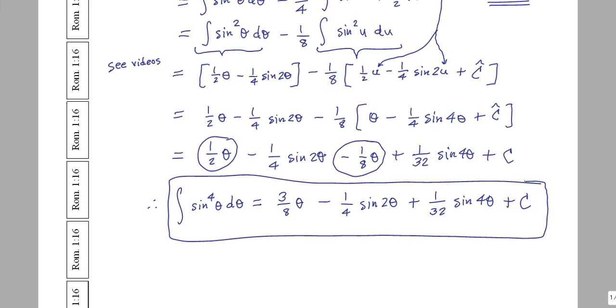And this formula is almost identical to the last one, on the integral of cos to the 4th theta d theta. The only real difference between the two formulas is the minus sign right there on the quarter sine 2 theta. All right, that should do it for this one. You can guess what's coming next: the integrals of cos to the 5th and sine to the 5th, and then we'll look at the reduction formulas on these. Okay, see you in those videos.